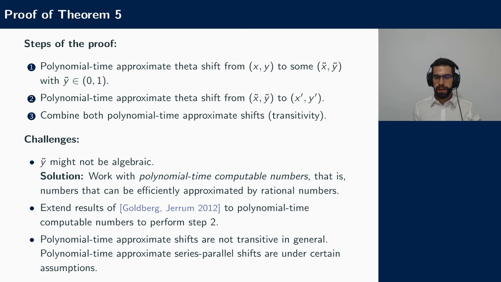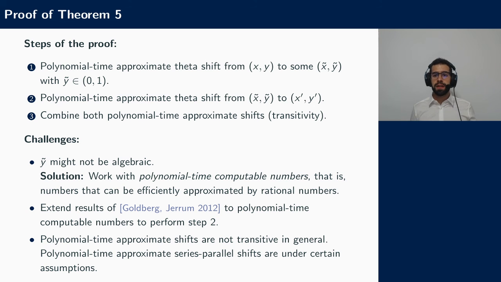There are three steps here. The first step is giving an approximate theta shift from the original point to a new point, such that this new point has edge interaction between 0 and 1. Now using this new point, we give a polynomial time approximate theta shift to the point we are interested in, and now we merge both approximate shifts using this transitivity result that we mentioned before.